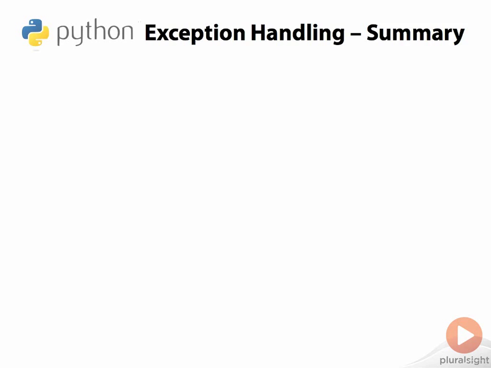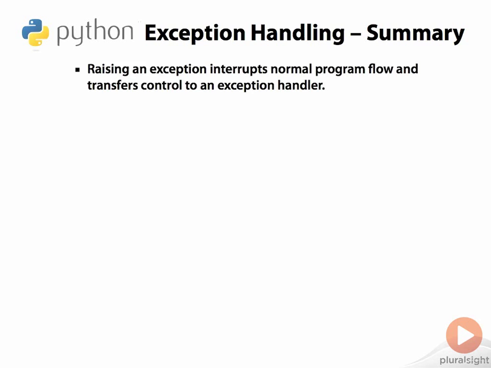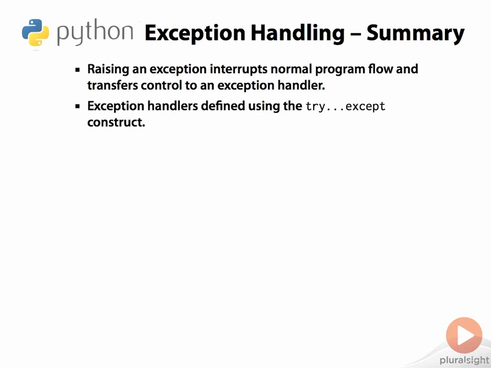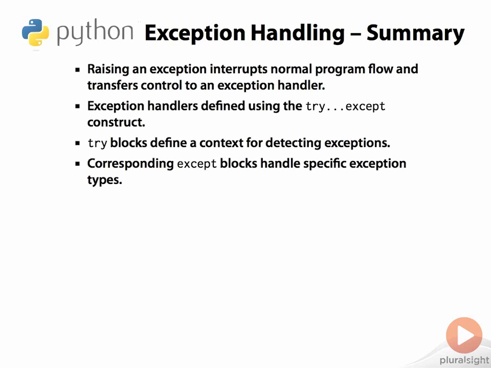We've tackled a complicated subject in this module, so let's see if we can sum up. The raising of an exception interrupts normal program flow and transfers control to an exception handler. Exception handlers are defined using the try-except construct. Try blocks define a context in which exceptions can be detected. Corresponding except blocks define handlers for specific types of exceptions.